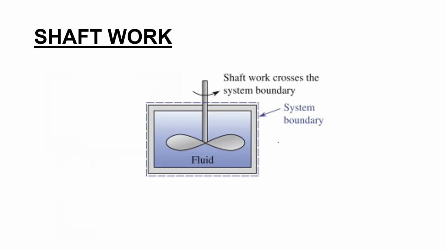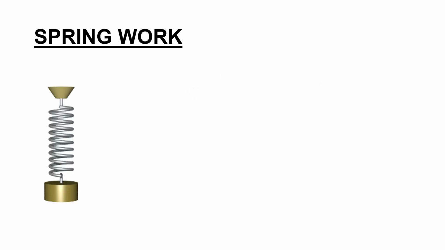Now we will see what is a shaft work. See, here you can see that a shaft is put across the system. The shaft is put across the system, and this shaft has got a fan or paddle at the end. So when the shaft rotates, you need an energy to rotate this fluid. That is supplied from outside, and this energy is transferred to the fluid. And this is called the shaft work.